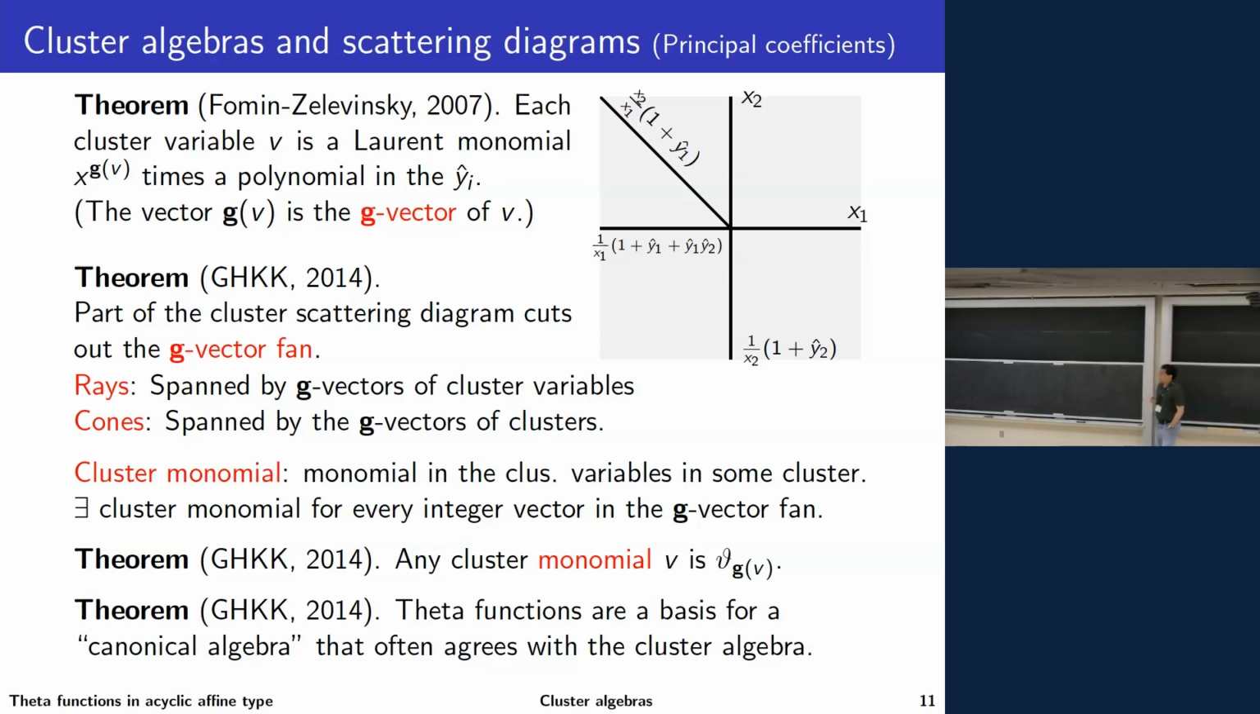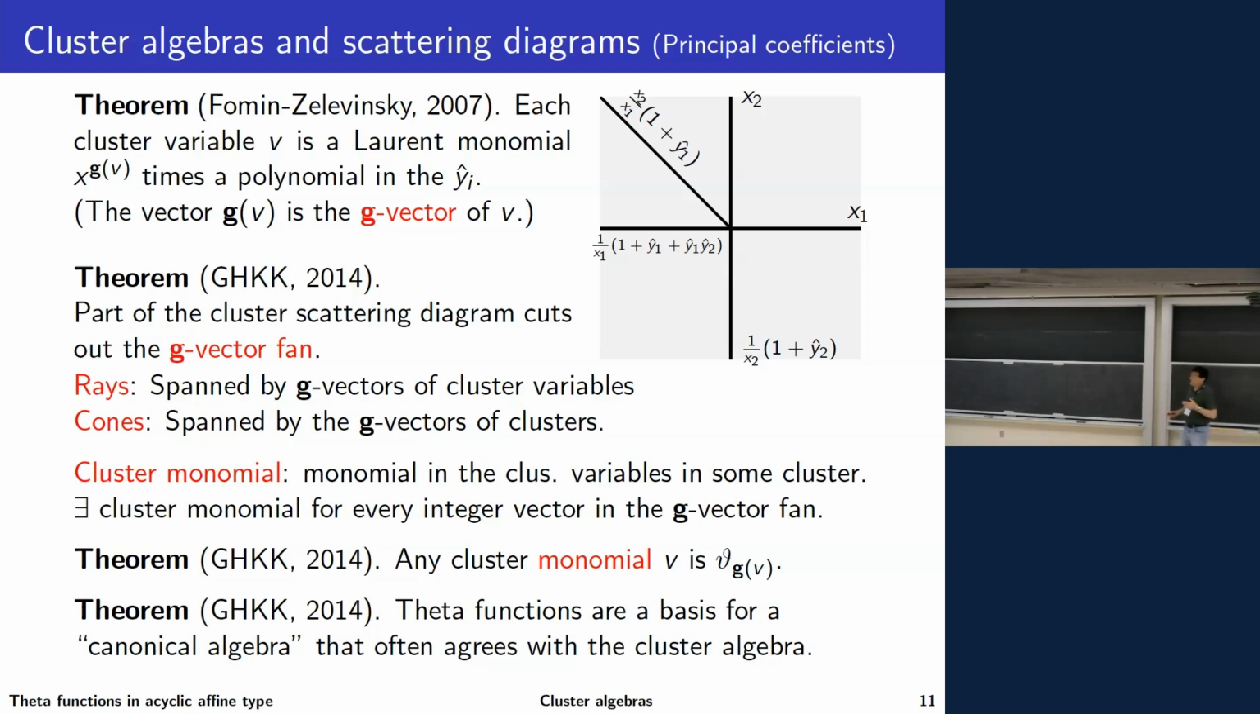The theorem from Gross, Hacking, Keel and Kontsevich is okay. So there's some geometry you have to think about in 90 dimensions or whatever. But you have all these walls in your scattering diagram, right? They're codimension one cones. You can imagine them cutting space into different regions, and it turns out that they cut space into a fan, meaning a collection of cones that intersect nicely in the ways that we're used to. Part of that fan that's cut out by the cluster scattering diagram is the g vector fan.